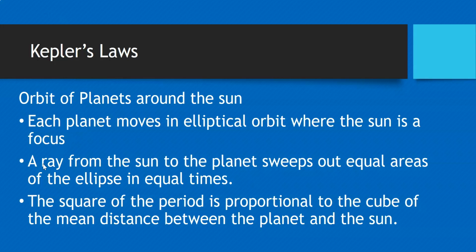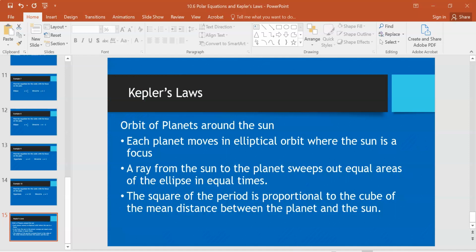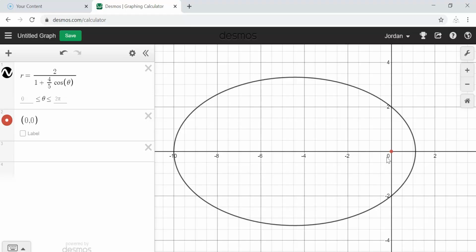It also says that a ray from the sun to the planet sweeps out equal areas of the ellipse in equal times. Now, that one might be a little bit hard to understand. So, what does that mean? Well, let's think about a graph of an ellipse. So, here's an ellipse.